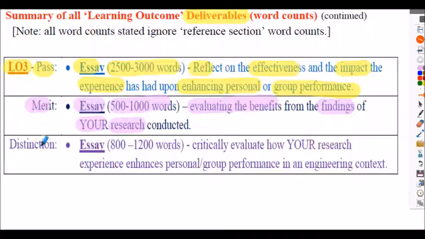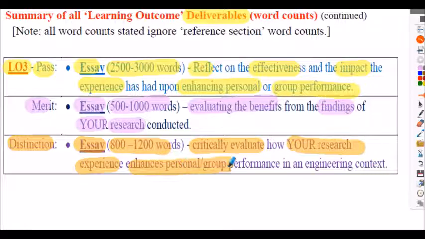And finally, distinction grade, another essay, 800 to 1,200 words, critically evaluating how your research experience enhances personal or group performance in an engineering context.